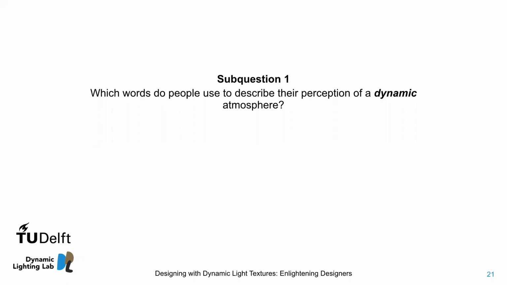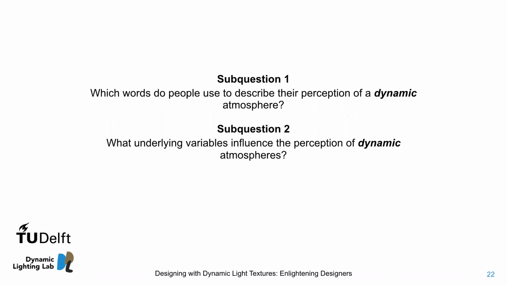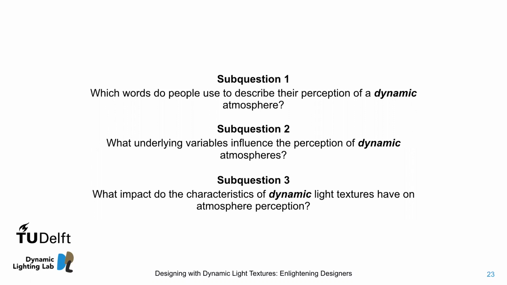was which words do people use to describe their perception of a dynamic atmosphere. The second sub-question was, what underlying variables influence the perception of dynamic atmospheres? And our third sub-question, what impact do the characteristics of dynamic light textures have on atmosphere perception?